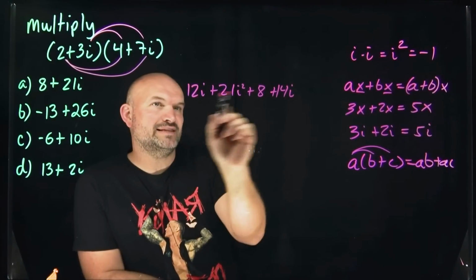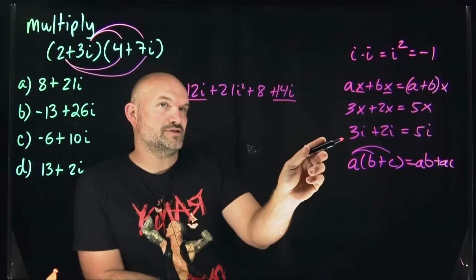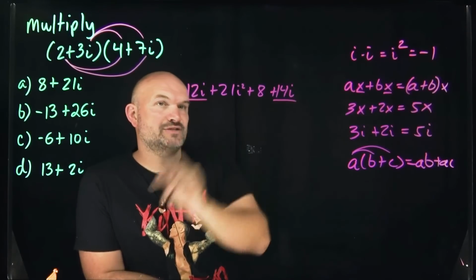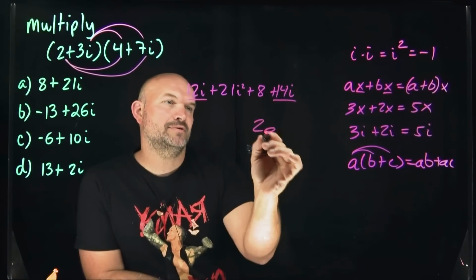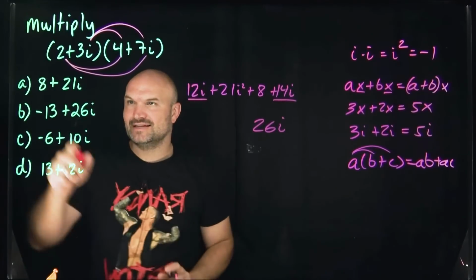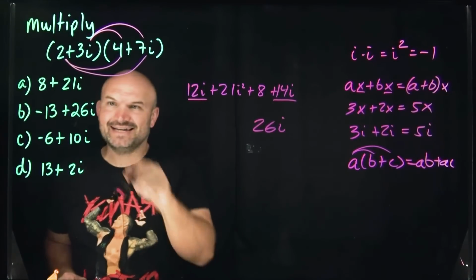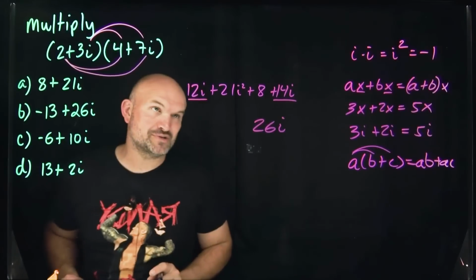So now we know that these are going to be like terms, right? So therefore, we can go ahead and add these up. So that's going to be 26i. And now we recognize here that the only answer with a 26i is going to be this answer choice right here, which is going to be B.